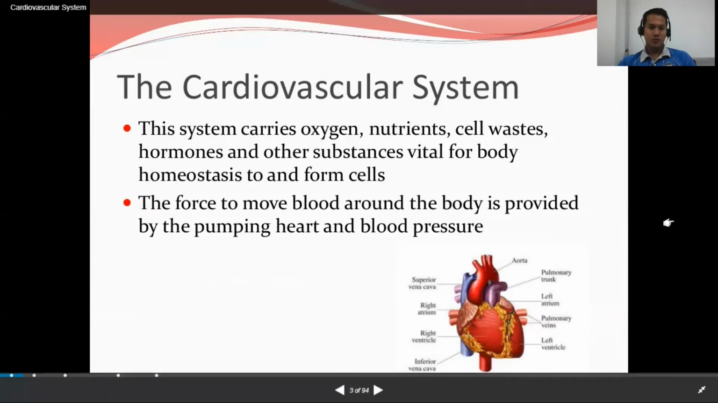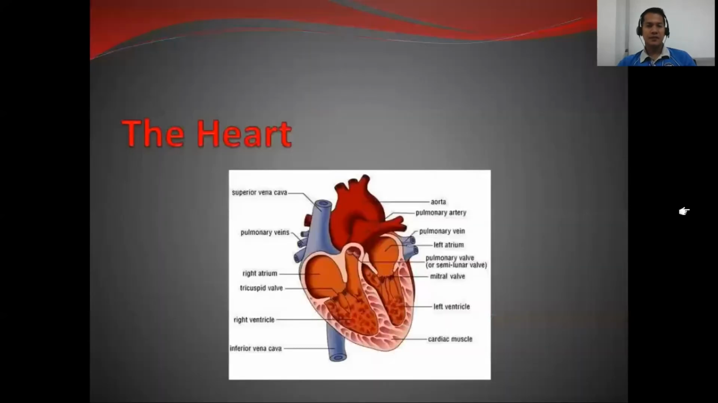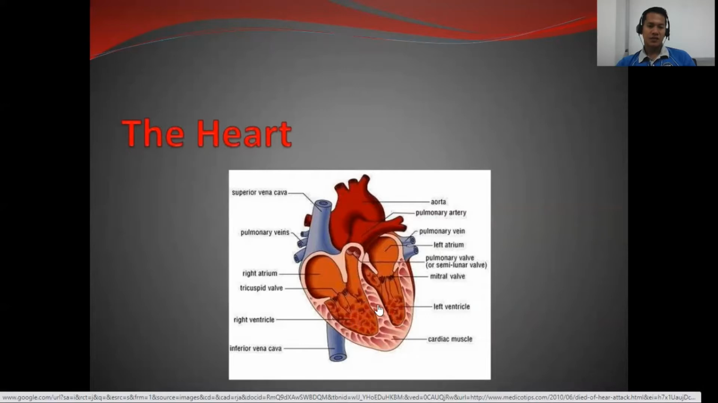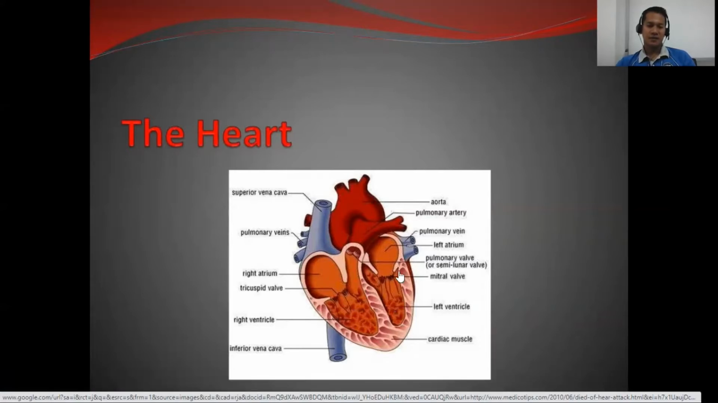The force to move blood around the body is provided by the pumping heart and blood pressure. So we will talk about the blood and the pumping of the heart first in this series. This is a very simple anatomy of the heart. Let's name some major parts of the heart. I will start with the atria. This is the right atrium, left atrium, right ventricle, left ventricle. It's just because the heart is facing you, so this part here is the right and these are the left.